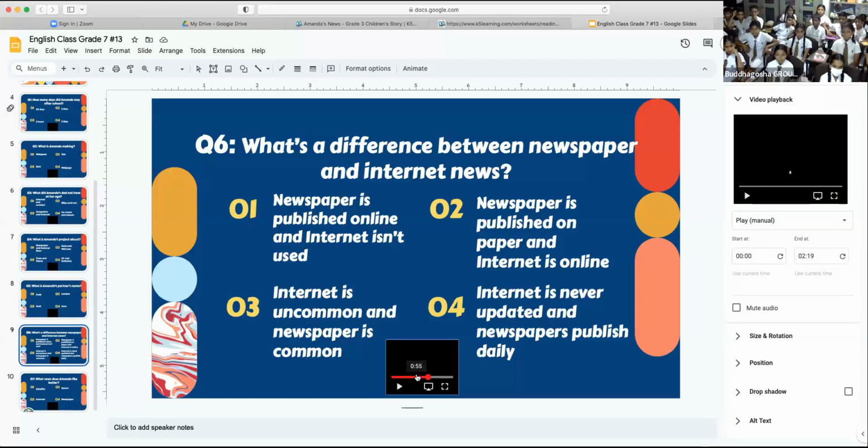Newspaper is published on paper and internet is online.